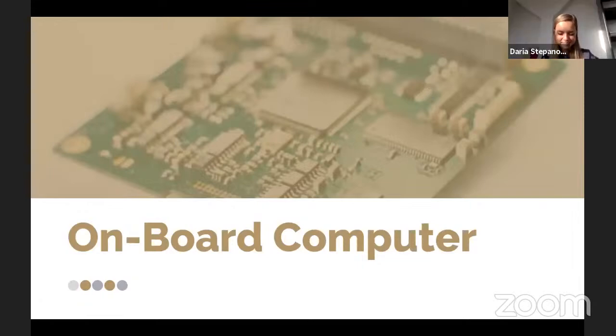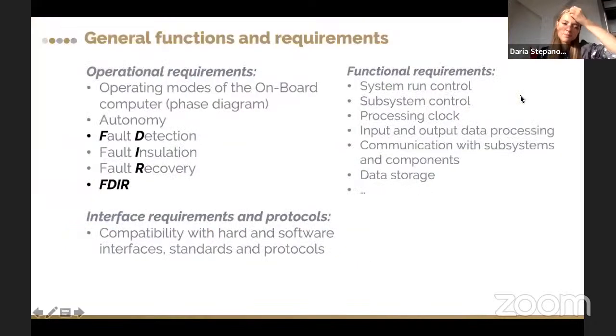So we continue with the next chapters about onboard computers. There are several requirements which we are taking into account while designing. There are operational requirements, functional, and interfaces and protocol requirements. From the operational requirements, it's important to take into account operating modes of the computer and draw this phase diagram of different states of the satellite.